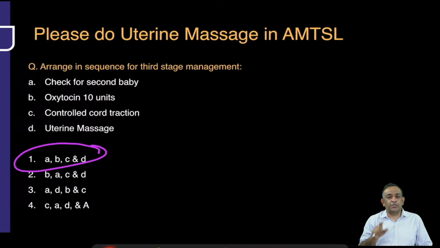And I don't care what is written in the WHO manual 2012 and 2018. I know you guys are reading it. I would have also read it, right? But go ahead and do uterine massage. It is done. In fact, your Williams still says early cord clamping.